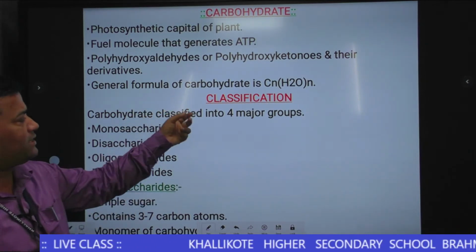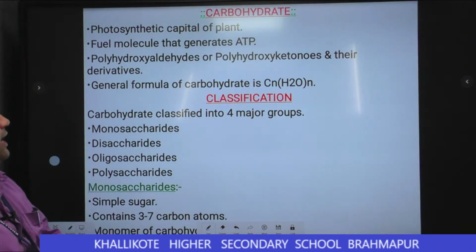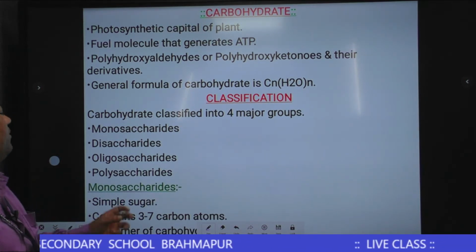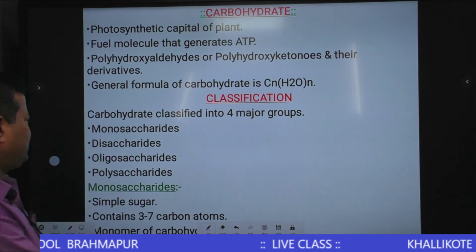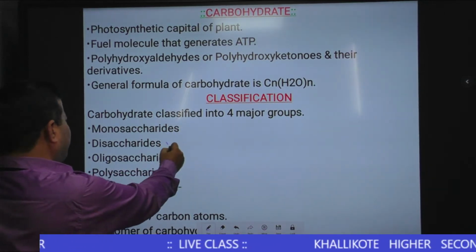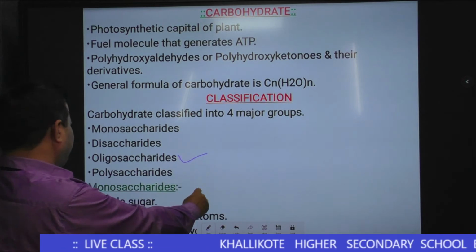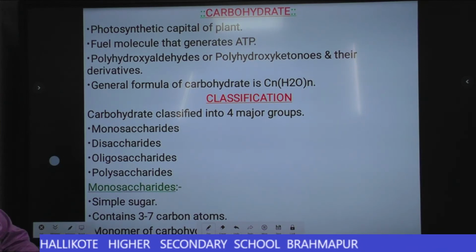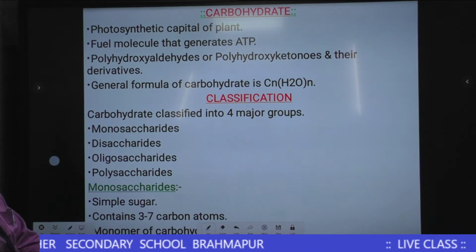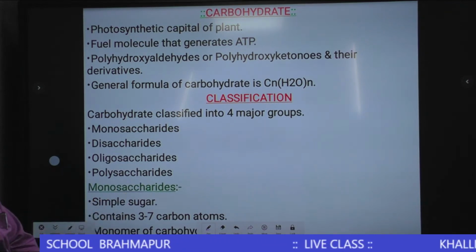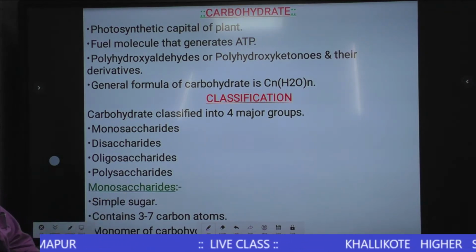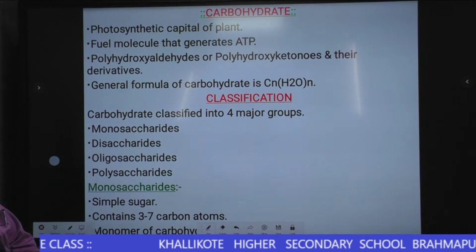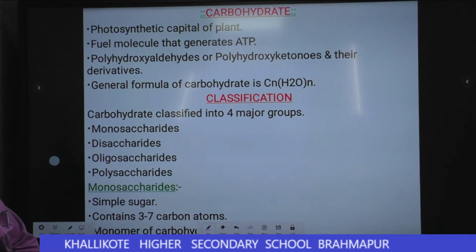Then comes the classification of carbohydrate. Generally, carbohydrates are classified into 4 major groups on the basis of the number of sugar units. First is monosaccharide, second is disaccharide, third is oligosaccharide, fourth is polysaccharide. Mono means single, saccharide means sugar. A carbohydrate with a single sugar unit is called a monosaccharide. Second is disaccharide, when two sugar residues are combined with each other.